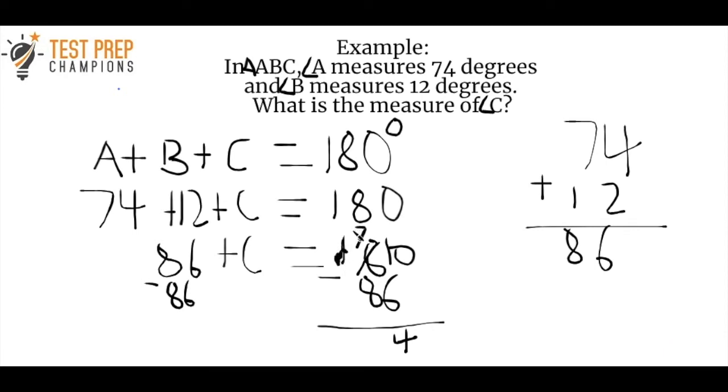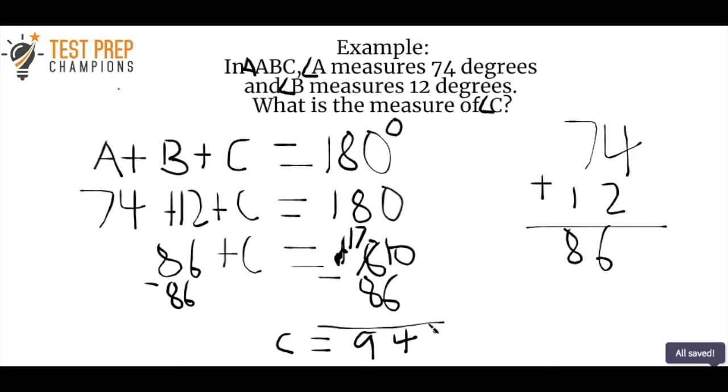Okay, and we're going to then cross out. So then we borrow that 1, and so then we are going to make that 17. So what is 17 minus 8? Well, it's going to be 9. So we're left with 94. So angle C is equal to 94.